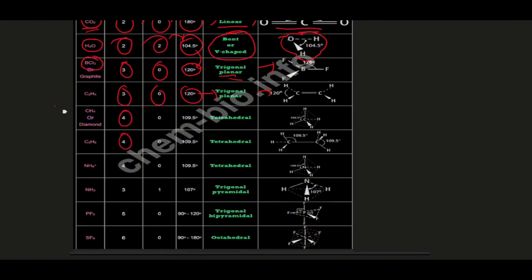Four bonding pairs, 109.5 with zero lone pairs. Three bonding pairs, zero lone pairs, 120. Like this you will memorize. Am I clear? It's pretty simple. And this is the tetrahedral shape. You can see that 109.5 degrees.